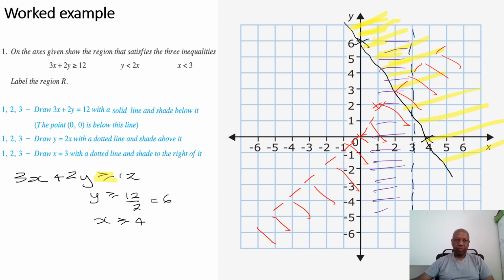Okay, so let's highlight it. So this shape in the middle here, that's where all the regions overlap. So that is what we are looking for. Awesome.